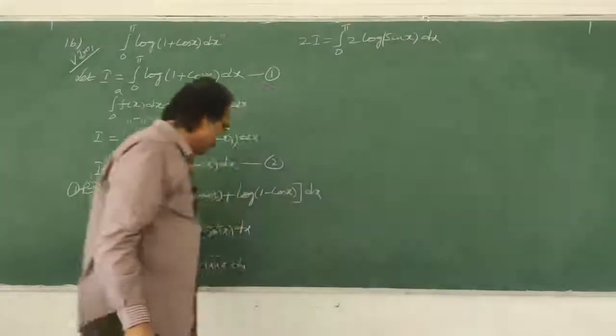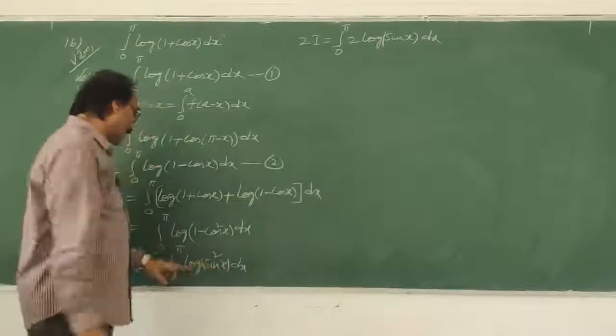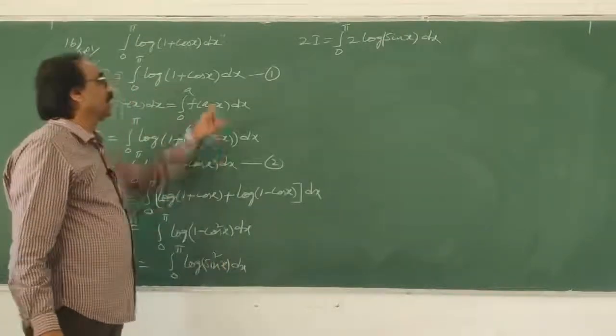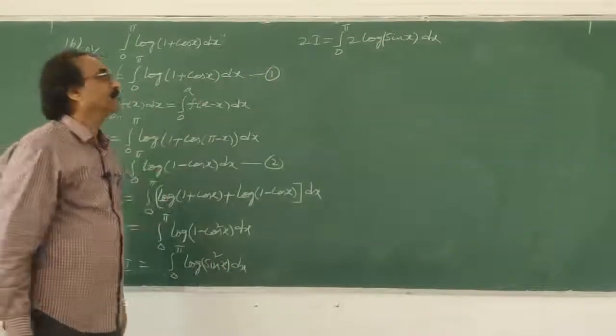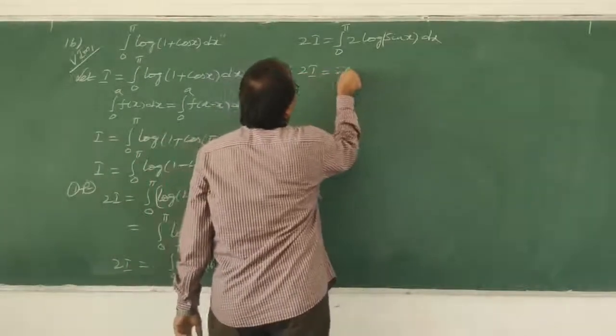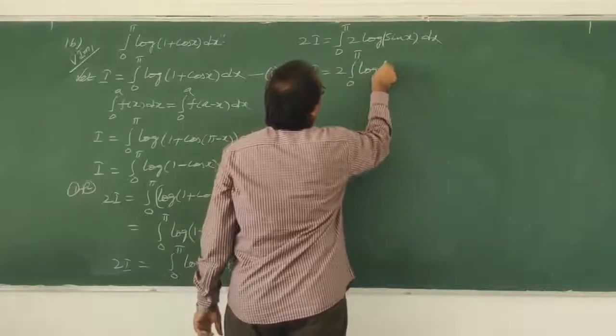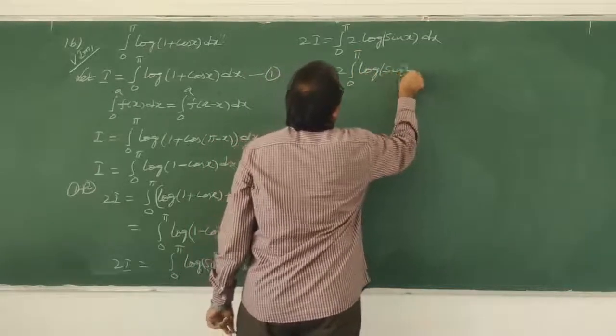Correct or not? See, log x power n, put bracket, no problem. Log x power n, n log x. You got it? Okay, no problem. 2I is equal to 2 constant, integral 0 to pi log of sin x dx.